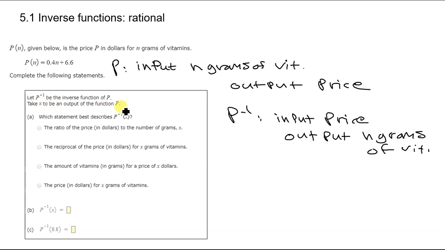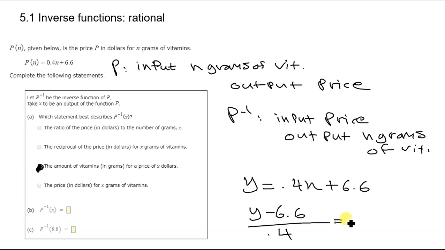If X is the output of P, if X is a price, then what is the interpretation of P inverse of X? It must be the amount in grams of vitamins given that we started with a certain price. Now let's find our inverse function, P inverse. If y is equal to 0.4n plus 6.6, then y minus 6.6 is equal to 0.4n, and so y minus 6.6 over 0.4 is equal to n. Thus, the inverse function is determined as x minus 6.6 over 0.4. And then P inverse of 8.8 will be 8.8 minus 6.6 divided by 0.4, which is 2.2 over 0.4. And I'll let you finish this calculation.